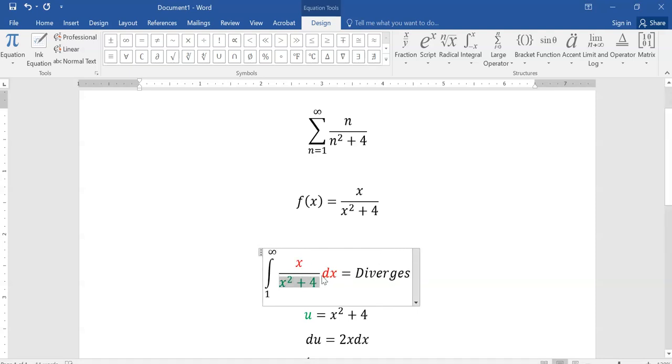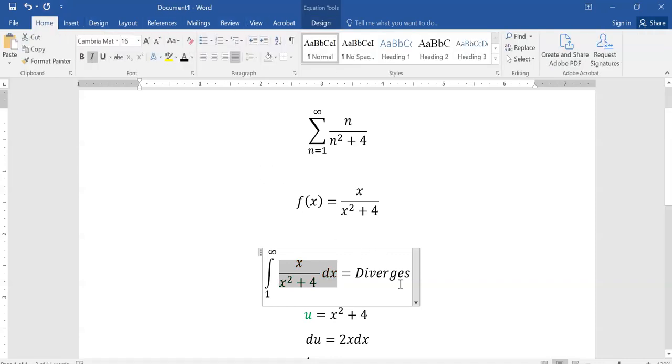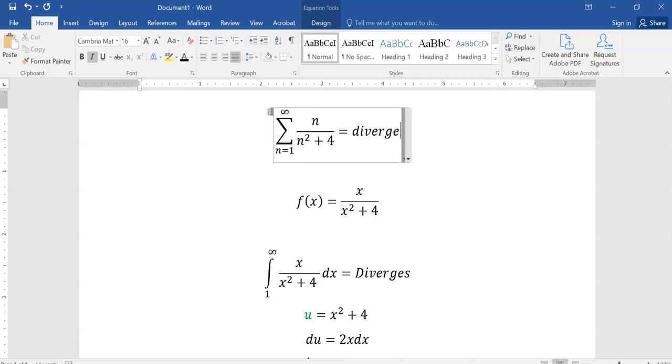So this integration that we had diverges. Based on the integral test, that means that this series also diverges. So even though the series had individual terms which went down to 0, it didn't go down to 0 fast enough to converge. Therefore, this infinite series diverges. Hopefully that all makes sense.